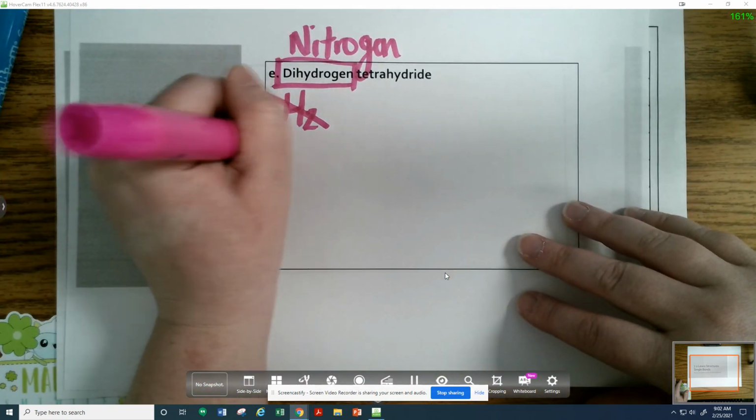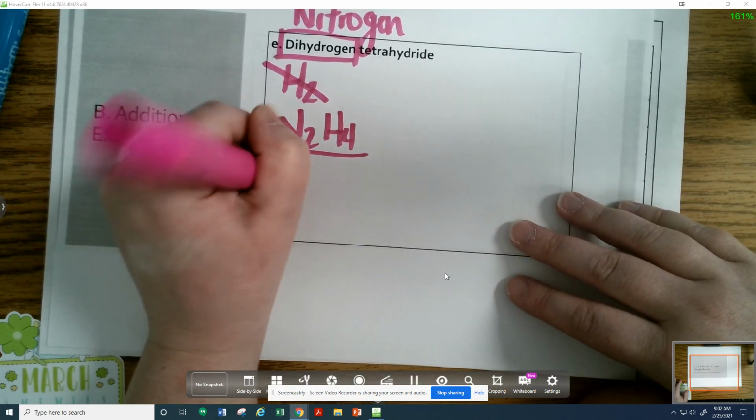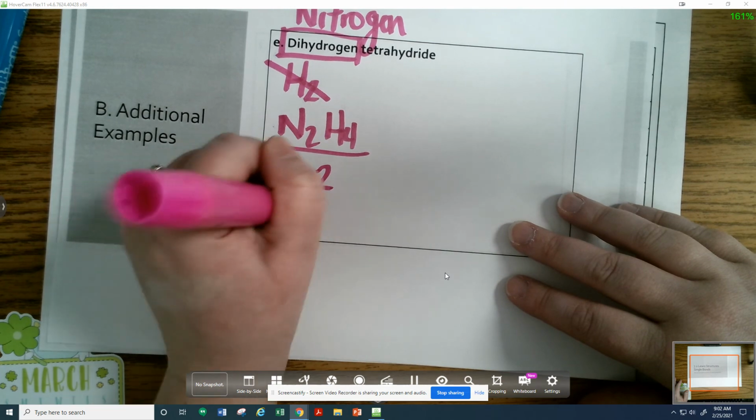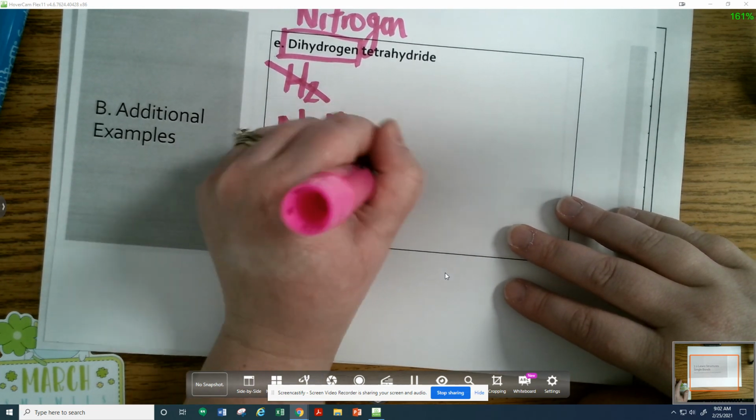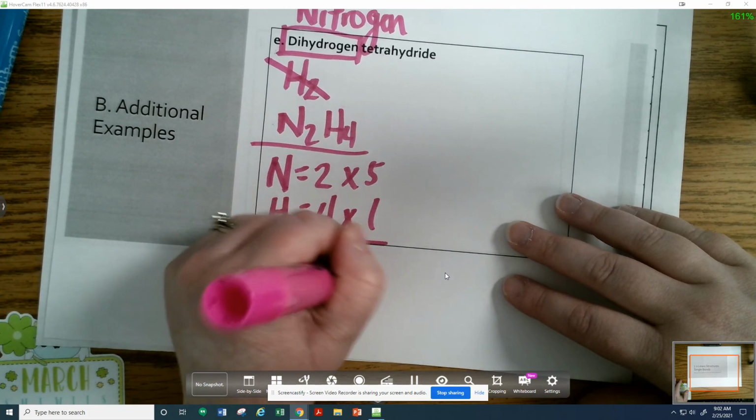And so we have N2H4 as our formula. So nitrogen, we have 2 of them. Hydrogen, we have 4. Nitrogen has 5 valence electrons. Hydrogen has 1. So we have 14 electrons to spend.